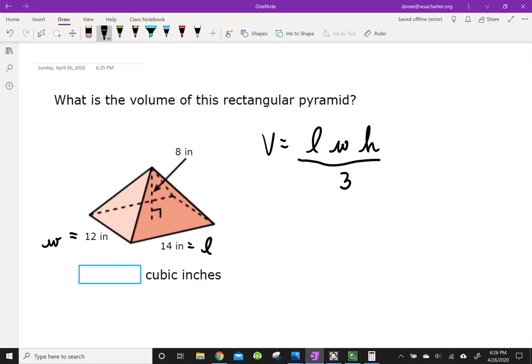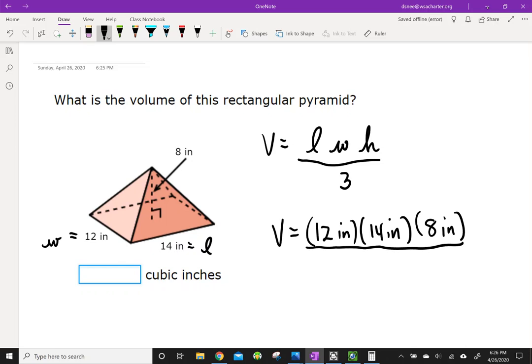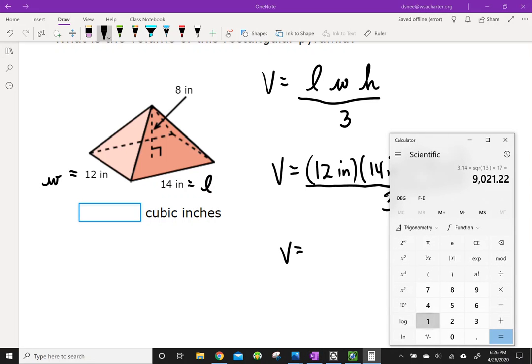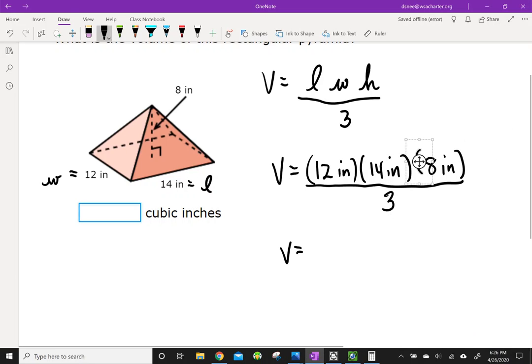Okay, so it's going to be volume equals 12 inches times 14 inches times 8 inches. And then I divide by 3, because that pyramid only takes up 1/3 of what a rectangular prism would take up. And let's see here. 12 times 14 times 8 divided by 3 equals 448. Let's try it out. 448 inches cubed, or cubic inches.